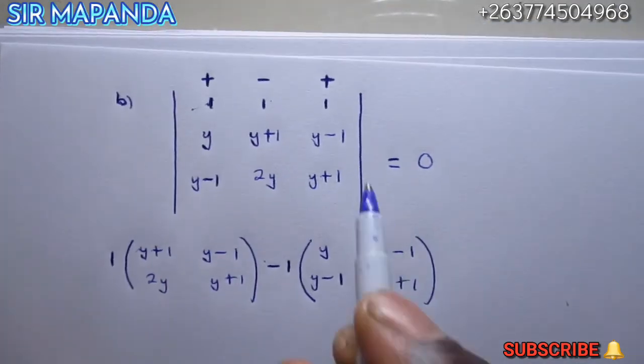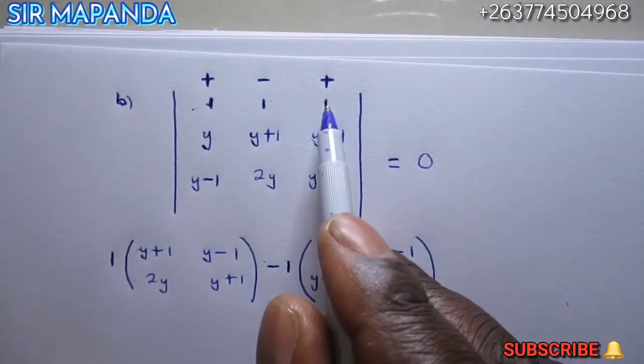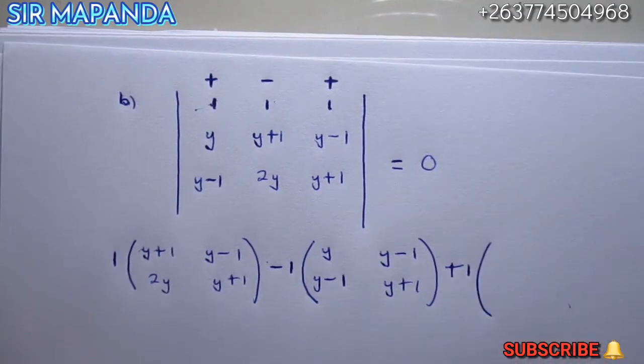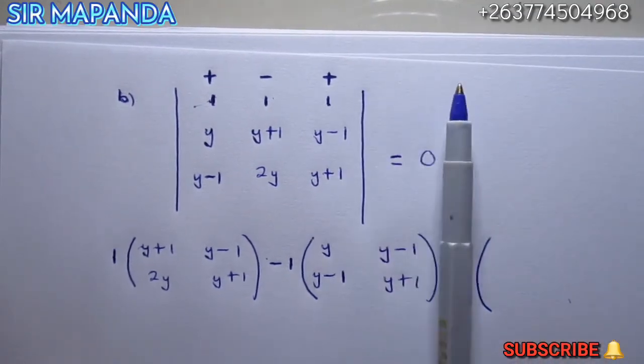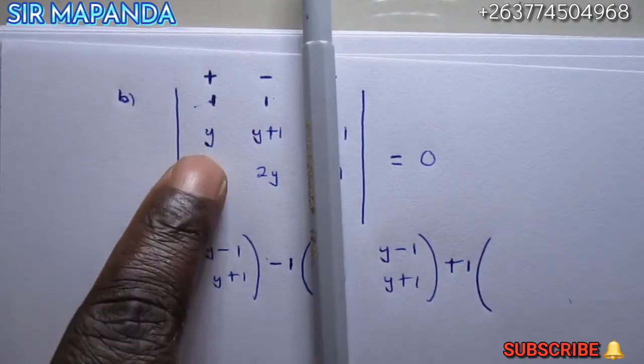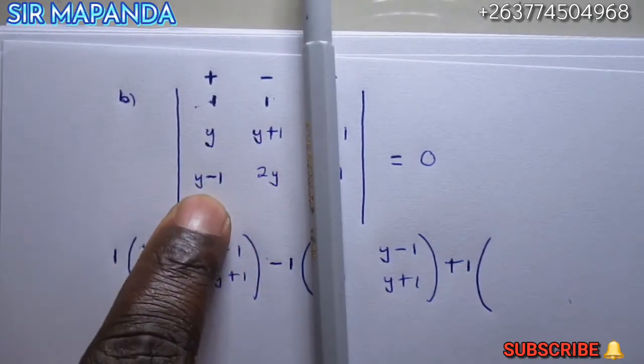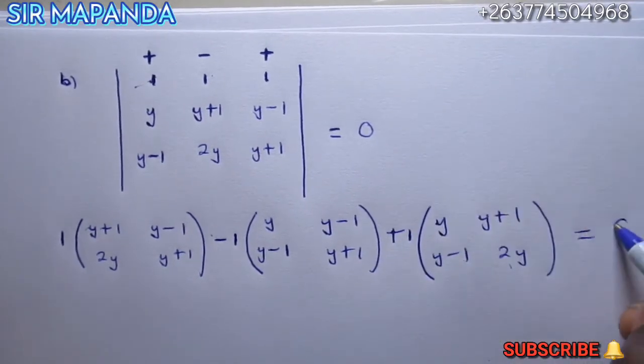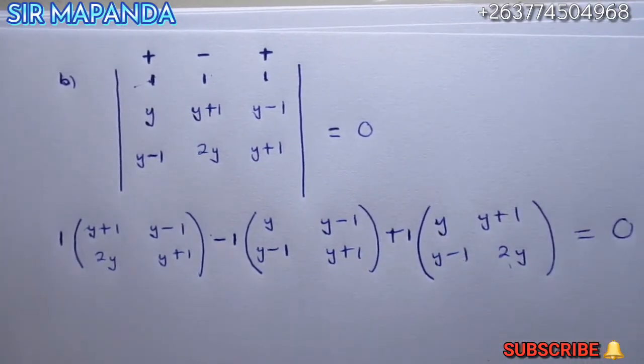We move on to this one at the end. You write plus 1, open bracket. What are the four numbers not aligned to this one? This is y, y plus 1, y minus 1, and 2y. So I'm going to write, equate everything to 0. I hope you are following.